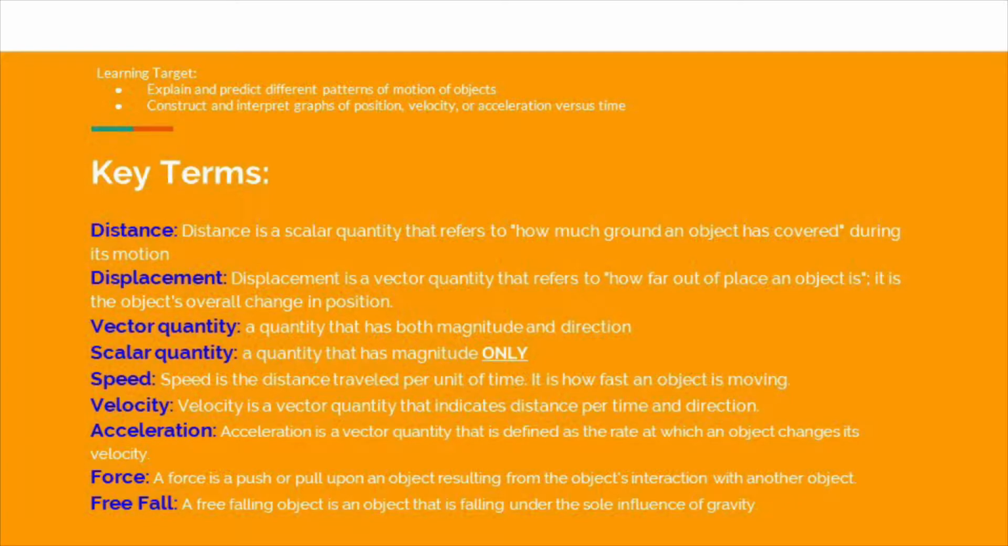Also, velocity. Velocity is a vector quantity that indicates distance per time and direction. Acceleration is a vector quantity as well that is defined as the rate at which an object changes its velocity. Force is a push or a pull upon an object resulting from the object's interaction with another object. And lastly, free fall. A free-falling object is an object that is falling under the sole influence of gravity.